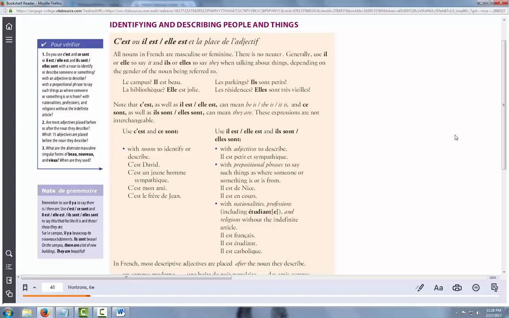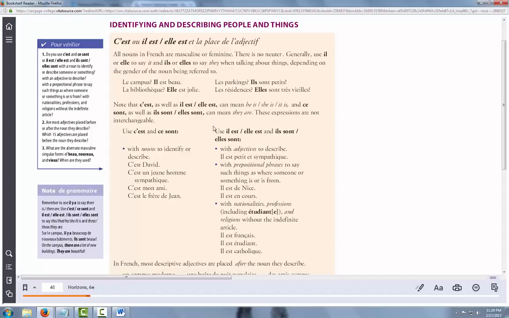So you use il or elle to say he, she, or it, and ils or elles in the plural form to say they, referring to feminine objects or a group of women, depending on the gender of the noun that you're talking about. So that means whether the object is masculine or feminine. Look at this for an example. Le campus, il est beau. So university campus is masculine. Then when you're talking about the campus, like when we talked about the piano earlier, you say il. Les parkings, ils sont petits. So les is the plural form of le.